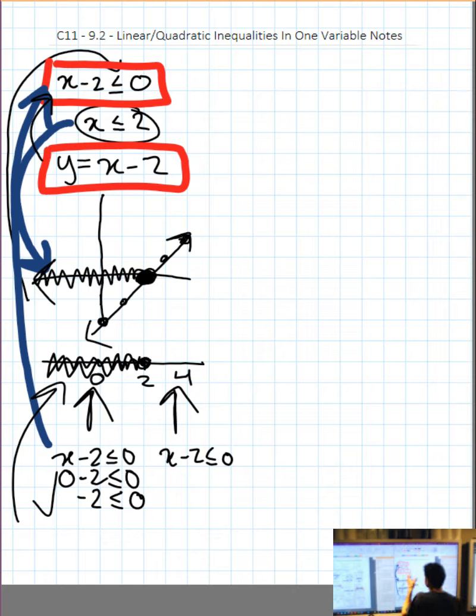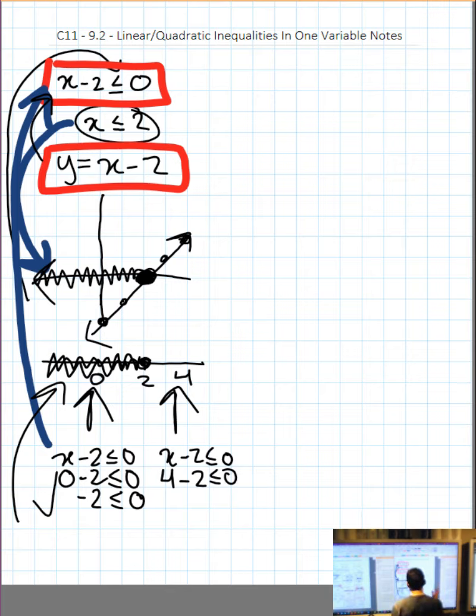And it has to be true. So it's kind of like a test point when we tested the point above or below the line in the last section, but it's only a test point on the number line. So let's test the point 4 off to the right. Let's put 4 in for x. So 4 minus 2 less than or equal to 0, substituting 4 in for x.